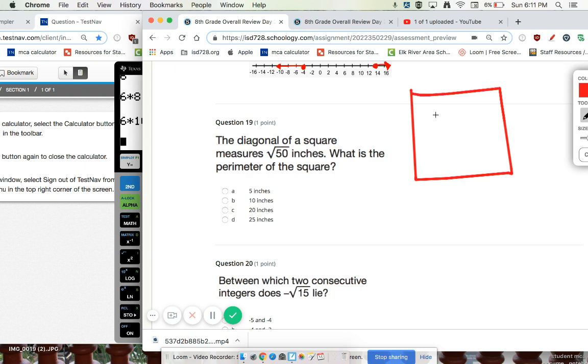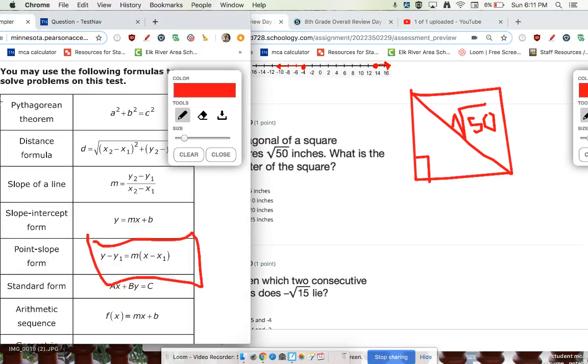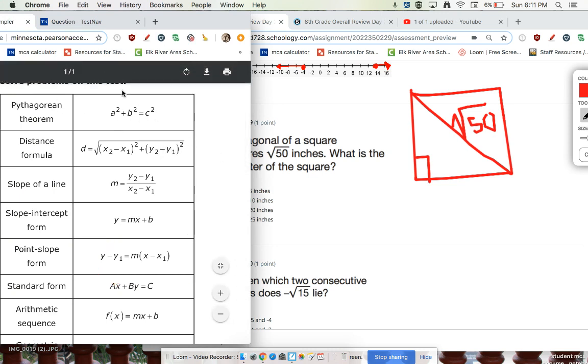and diagonal means it goes across. So my diagonal of a square is the square root of 50. And I want to know what is the perimeter. So that means what is the side length, and then I need to get all the way around. So this is actually a triangle, which tells me that I would need to use Pythagorean's theorem, because it's a triangle.